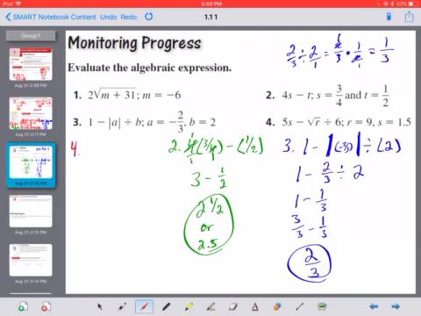Let's look at number 4 for the last. 5 times the s minus the square root of the r divided by 6. For r, I'm putting in 9. S, I'm putting in 1.5. So, parentheses first. The square root symbol acts like a parenthesis. If there's stuff underneath it, it acts like an exponent if it's just a number that we can square root easily. So let's do the square root first because we can't do anything with the 9.